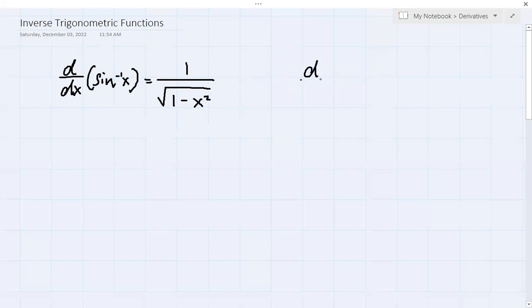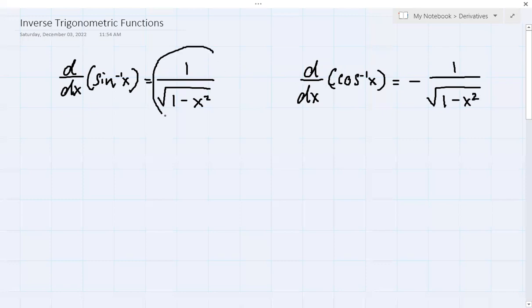Then, let's have the other trigonometric function naka-inverse, which is arc cosine. Okay? So, ano naman ang derivative ng arc cosine? Ang derivative ng arc cosine ay negative 1 all over the square root of 1 minus x squared. As you can see, they are almost the same. Pero ang pinakakaiba nga lang sa kanila is yung sign nila.